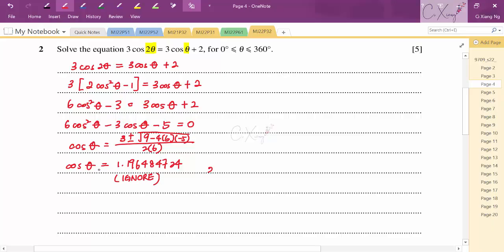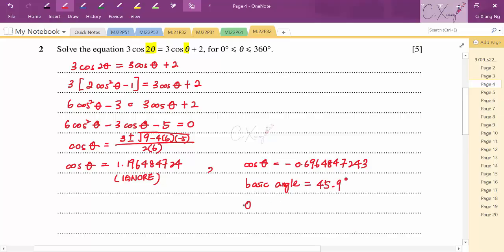Alright, when we press cos inverse of 1.19, we'll get a math error. Okay, so the other value of cos theta that we get should be equal to negative 0.6964847243. For this question, we are going to find the answer for theta. So first, I try to get the basic angle. If I press cos inverse of the value without the negative, the basic angle that I get is 45.9.